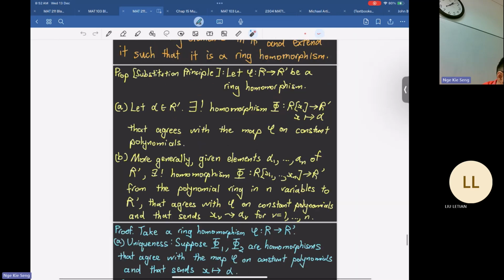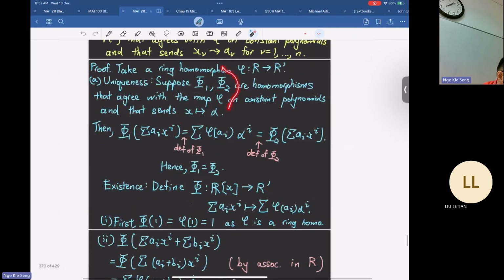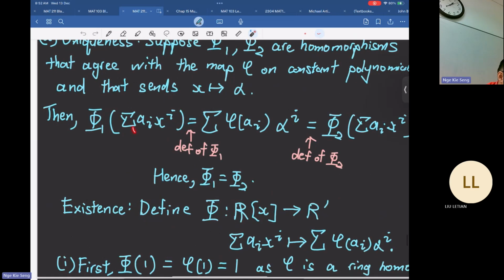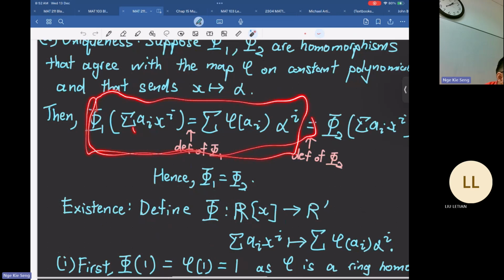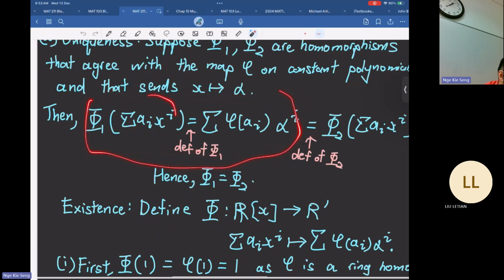Is the proof here? I prove it here. We didn't do the proof in class, but I show you an example of this proof. So what's the definition here? The definition here is very important. I give you any polynomial. You just need to tell me what you do on the ring coefficient and what you do on the variable. So if your x has to go to alpha, where should the power of x go? It goes to the power of alpha. This is the definition.